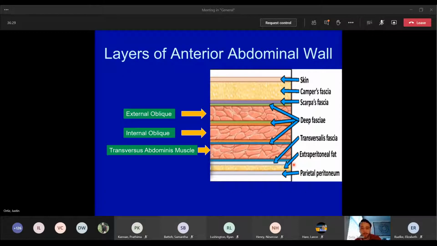So on the next slide, I highlighted the things that I believe are going to be most important in regards to going from superficial to deep, right? So I think this picture is pretty clear on what is going to be located on the anterior abdominal wall, going from the superficial side to the deep side, right?